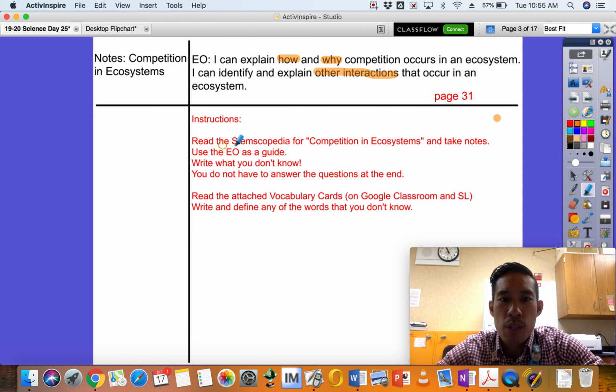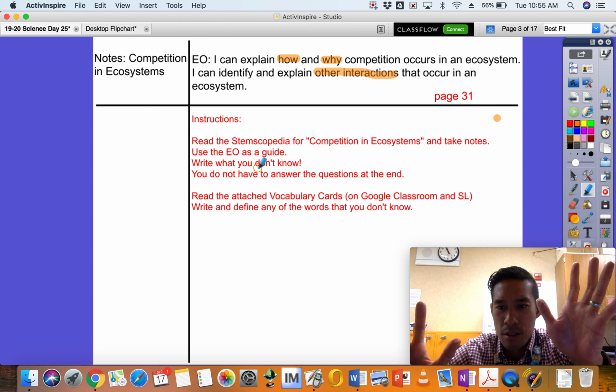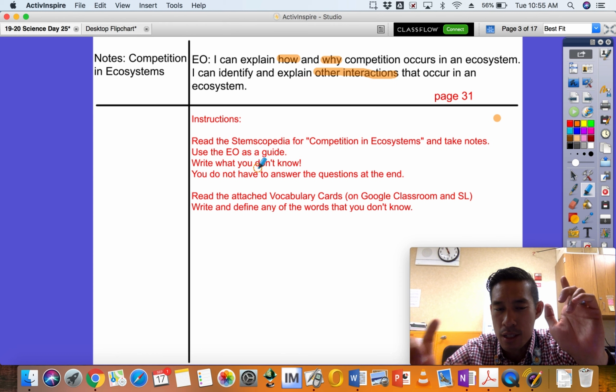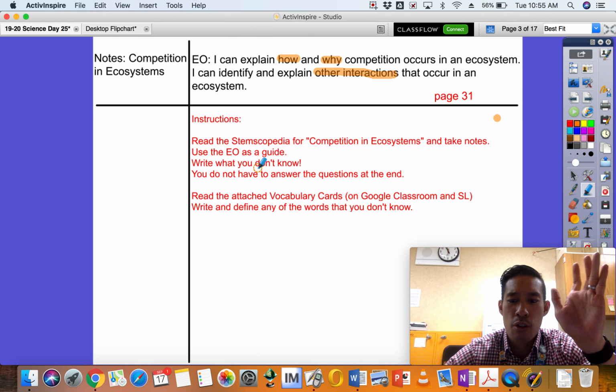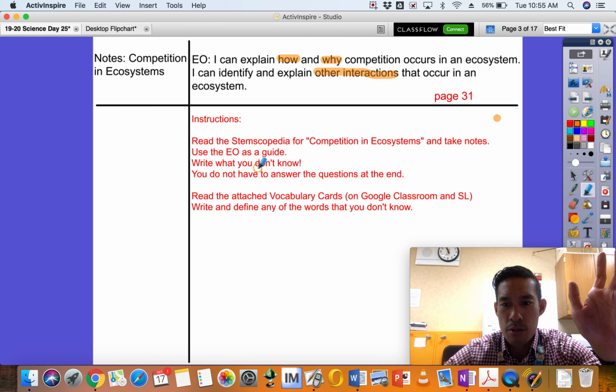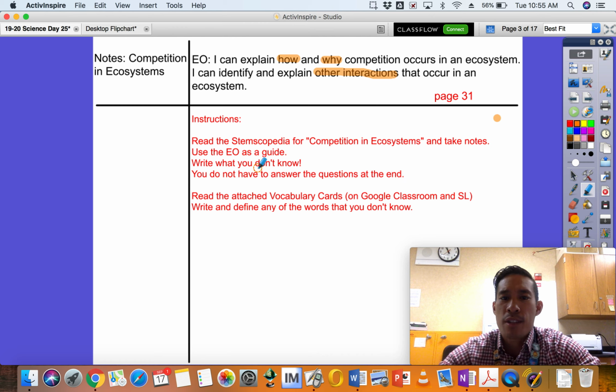My instructions say to read the STEMscopedia for competition in ecosystems and take notes. Use the EO up here as a guide. Again, I highlighted the keywords so you know what you're looking for. And it says write what you don't know. I don't understand why people write stuff that they know. All it does is block out the stuff you don't know, right? Only focus on things you're like, I never knew that. Let's write that down. I think I need this example to help remind me. If you write down all this extra garbage that you're already aware of, you're never going to look at your notes again. Only write what you're not aware of, okay? And then you don't have to answer the questions at the end.